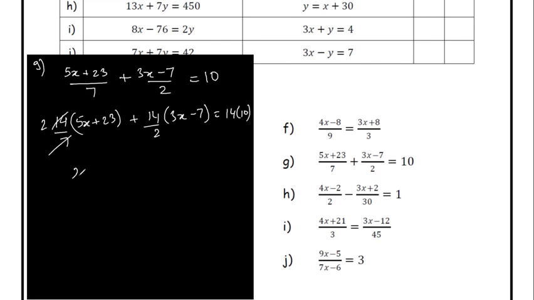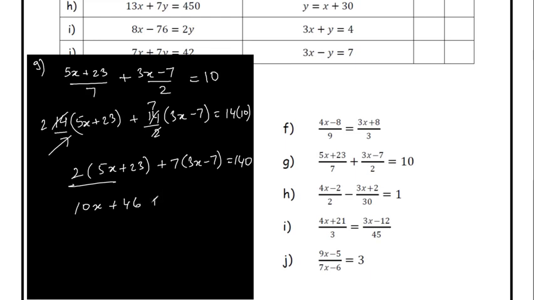So 7 goes into this, so I end up getting 2 times 5x plus 23, and then 2 goes into 14 7 times, so I get 7 times 3x minus 7, which is 140. So that is 10x, and that gives you 46, and that is 21x, and that is minus 49 is equal to 140. So 10x and 21x is 31x, right? And then 140 plus 49 and minus 46.